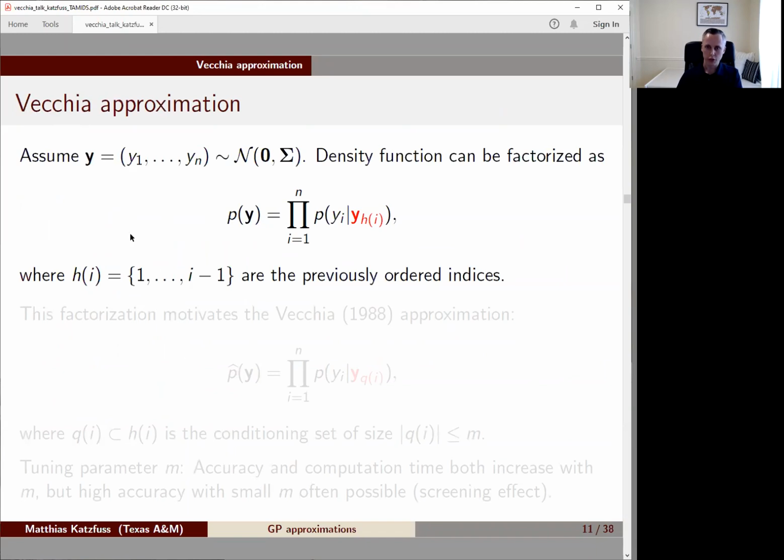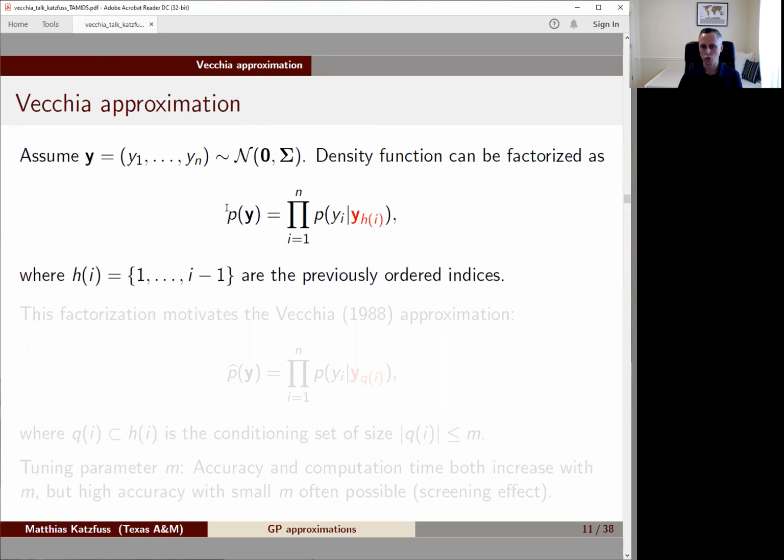So a little bit of notation here. We're going to assume that we have a vector y equal to y1 up to yn. These could simply be n observations, realizations of a Gaussian process. If we assume a Gaussian process, then the joint distribution of this vector will be a normal distribution. For simplicity, we'll assume it has mean 0, and then this covariance matrix sigma that we talked about earlier. So this is an n-variate Gaussian distribution.